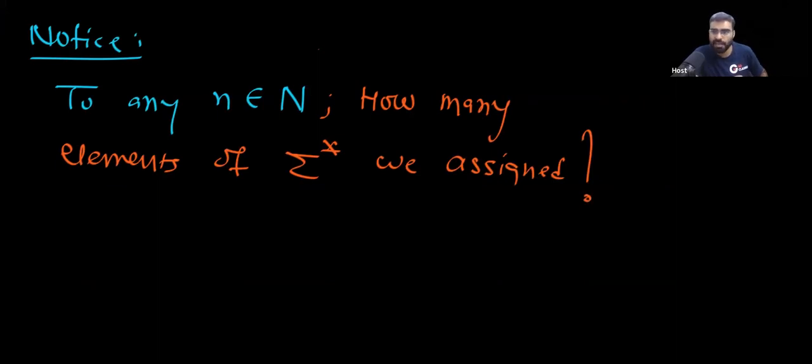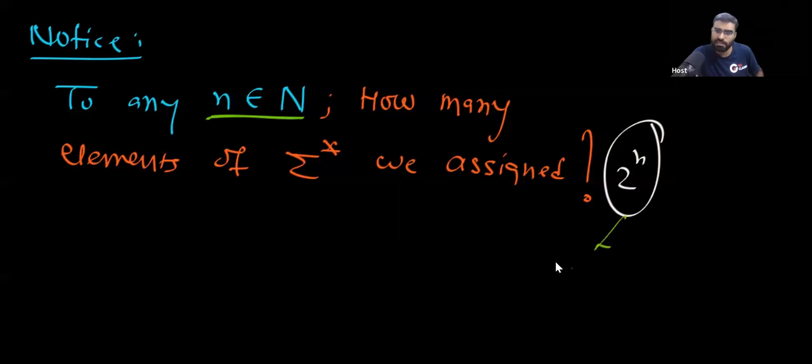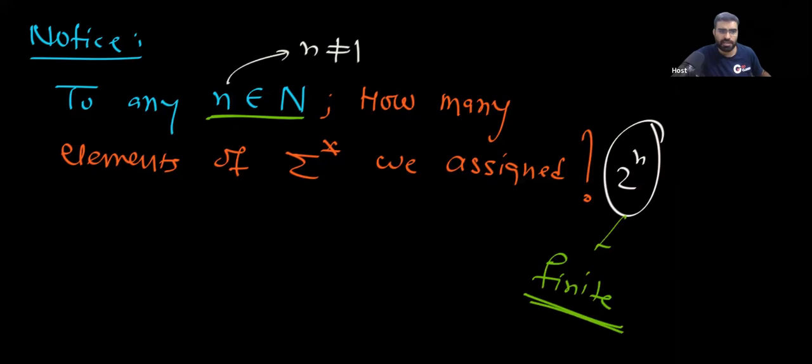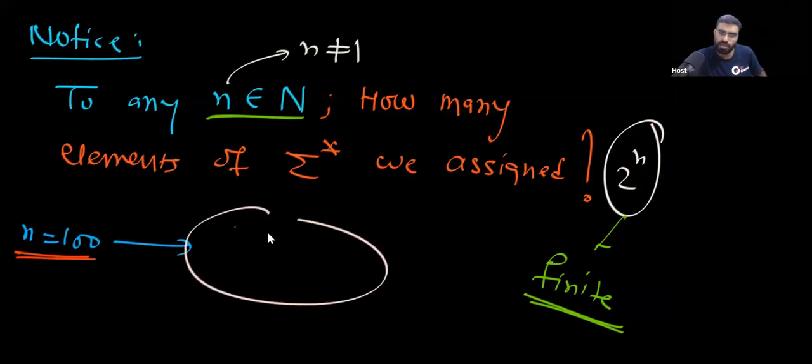And this is finite or not? See, this is finite, right? Do you agree with me that to any n other than 1, n not equal to 1, we are assigning 2 power n, and that is finite. For example, if you have n equal to 100, what did you assign? You assigned all the 100 length strings.